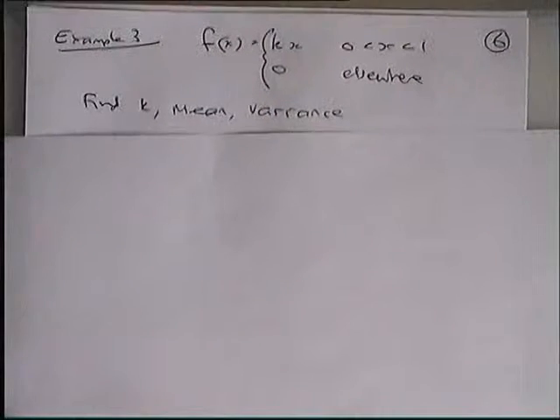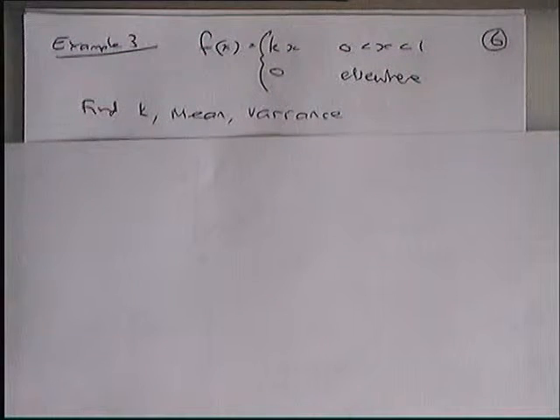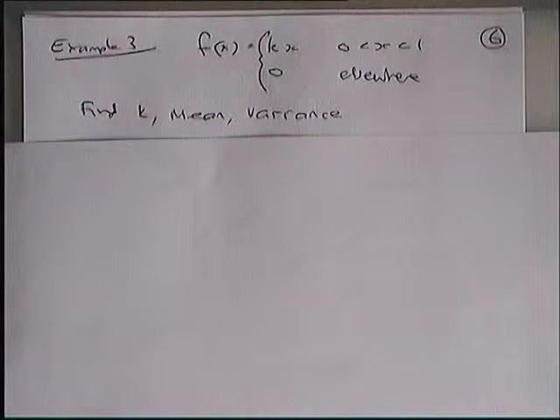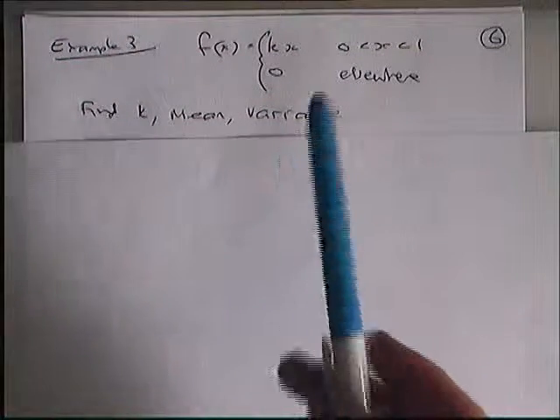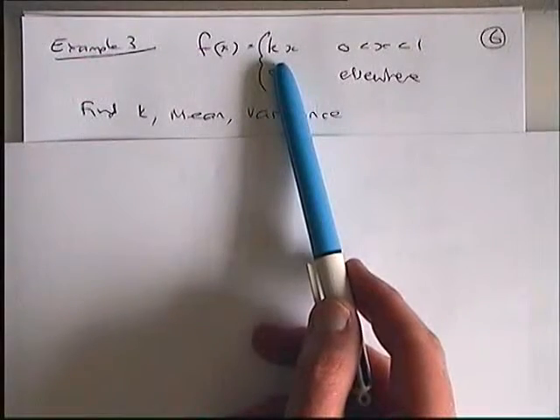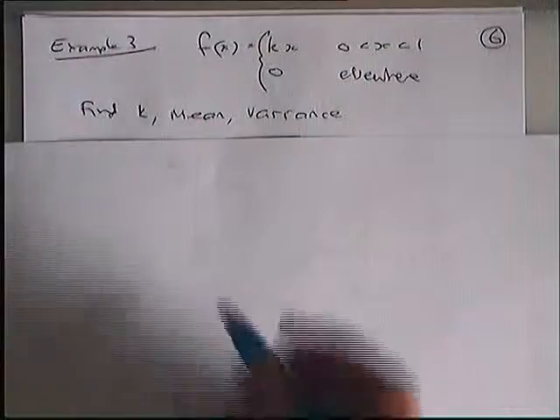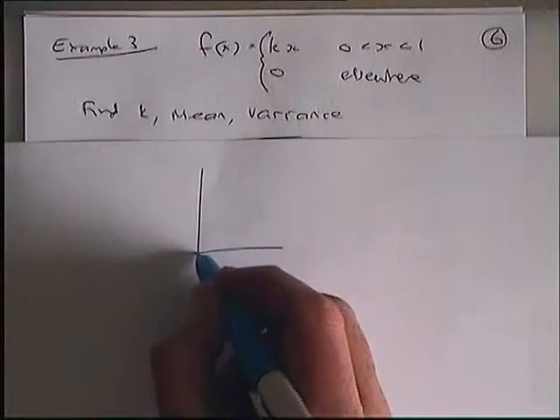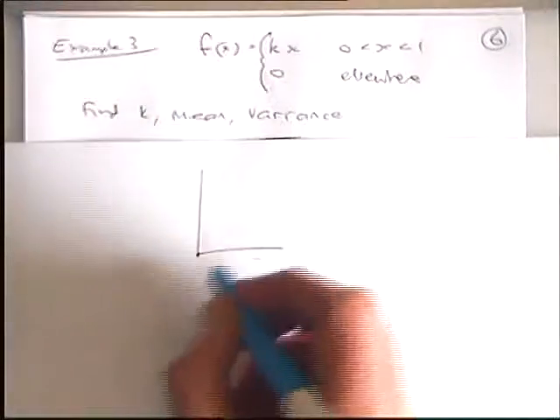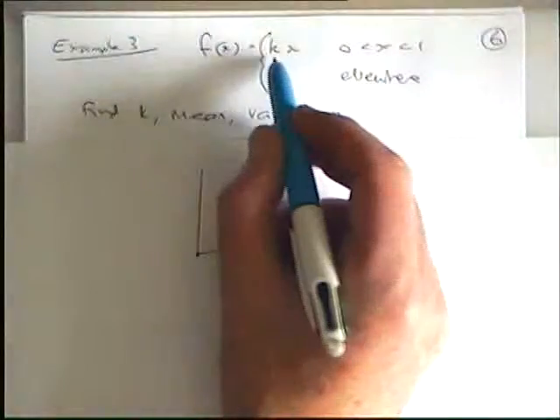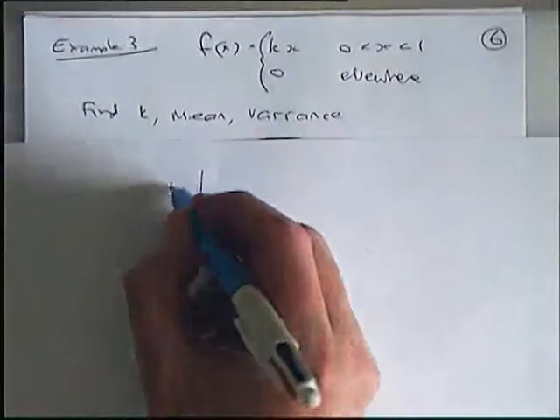So we had an example here: first of all, find k, then the mean and the variance. Well, we could have found k by integrating the function, setting it equal to 1, but we said, hang on, if we just do a sketch, what shape are we going to get here? And that's a straight line. And we know, if we do that sketch, when x is 0, the value of the function is 0, and when x is 1, this will be k times by 1, which is k.